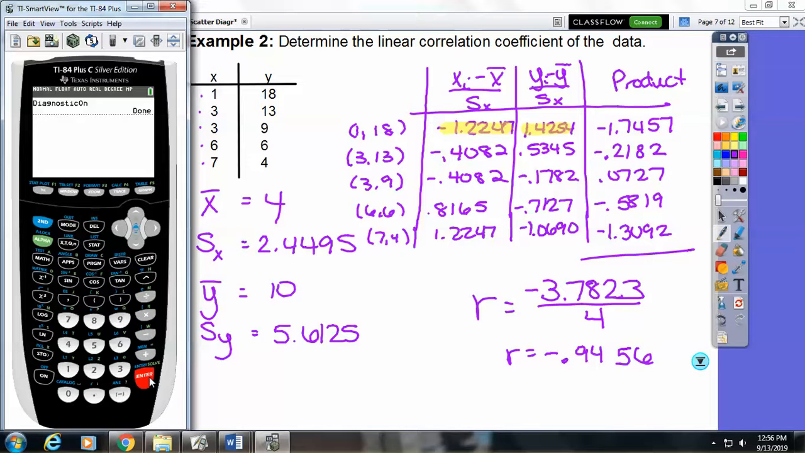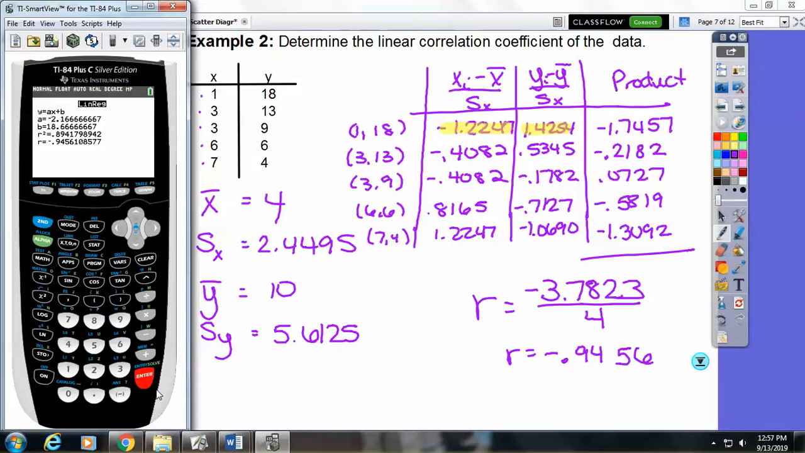Now, what do I do now? If we go into our stat, calculate, I want you to go to number 4, linear regression, ax plus b, and hit enter through all this. If your diagnostic wasn't on, all it would tell you would be the a and the b. Because we turned it on, we have this r and r squared.